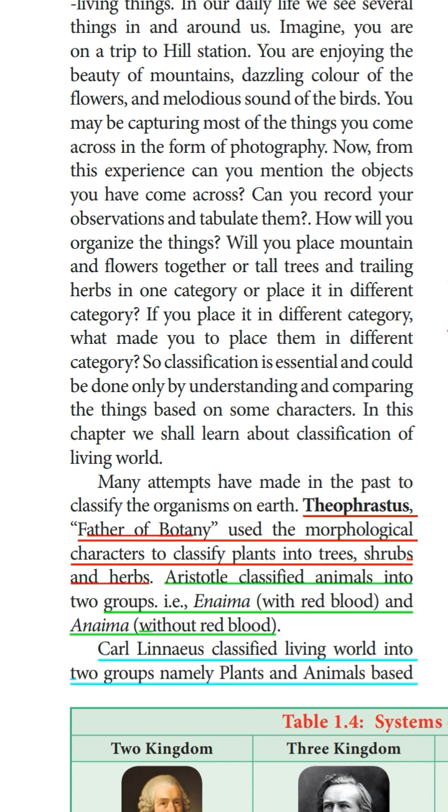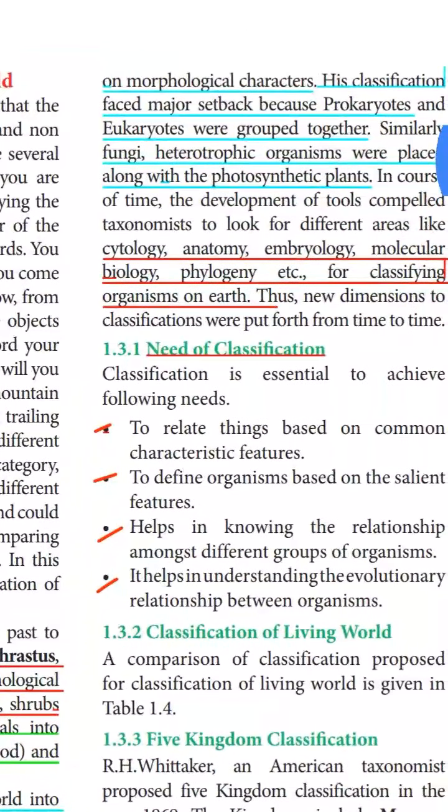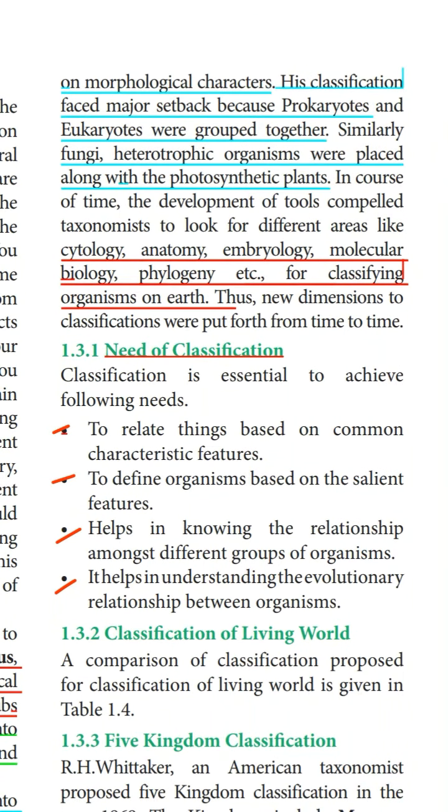Next, Carl Linnaeus classified the living world into two groups, namely plants and animals. So his classification is said to be a two-kingdom classification. He classified all the living organisms of the world into two groups, that is the plant kingdom and the animal kingdom, based only on the morphological characters. His classification faced major setbacks. There were many drawbacks of this classification.